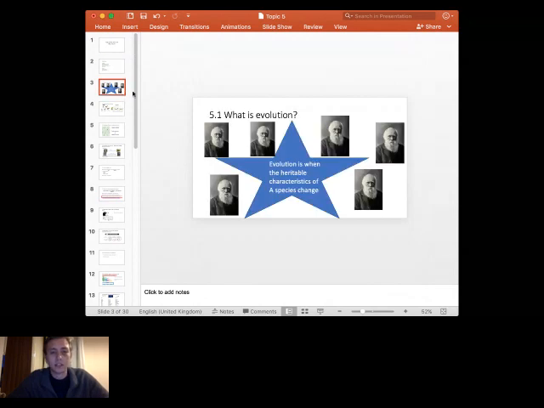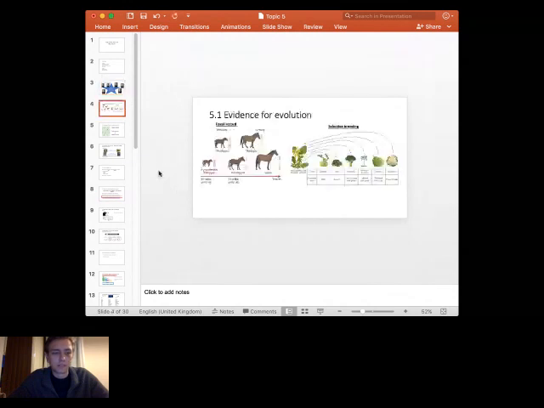So what is evolution? Evolution is when the heritable characteristics of a species change over time. That statement might not make sense to you right now, but hopefully it will in just a bit. The person sprinkled around the star here is Charles Darwin, who is basically the father of evolution, as you might know. We're going to take a look at what these different things mean in just a second.